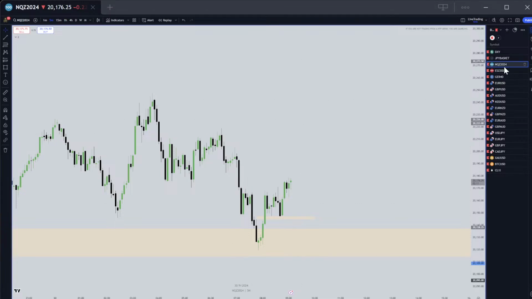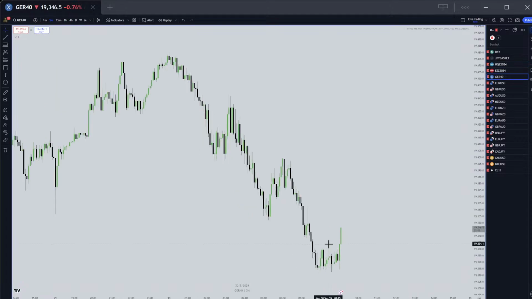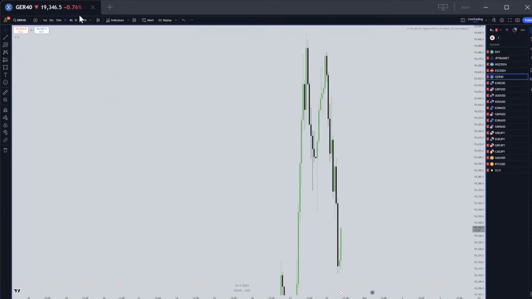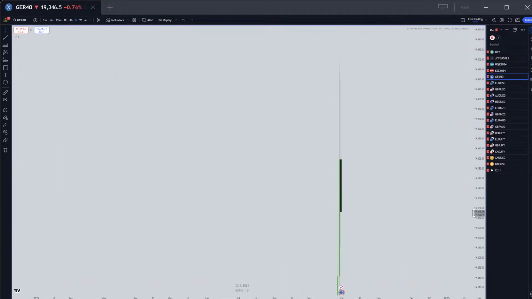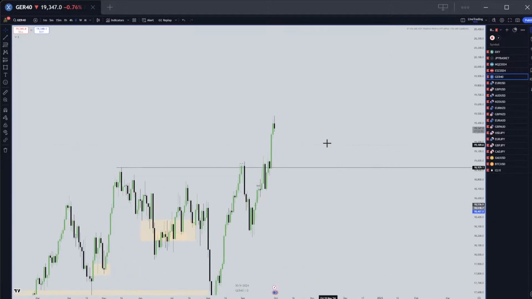It's gonna be a nice little session. Let me see on the DAX as well. I think DAX can retrace a little bit more.